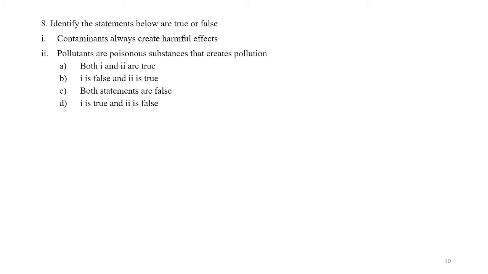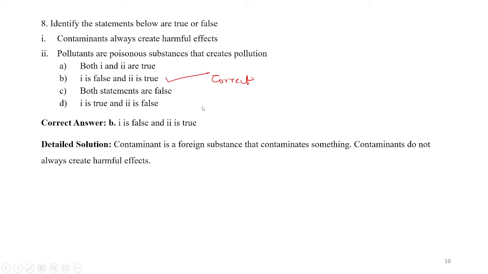So I hope I got the answer. Can you repeat? B. Yes, 1 is false and 2 is true. Yes, this is the correct option. Because we have two terms. You would have come across this in the NPTEL lecture or in the lecture notes. We have two terms, contaminants and pollutants.